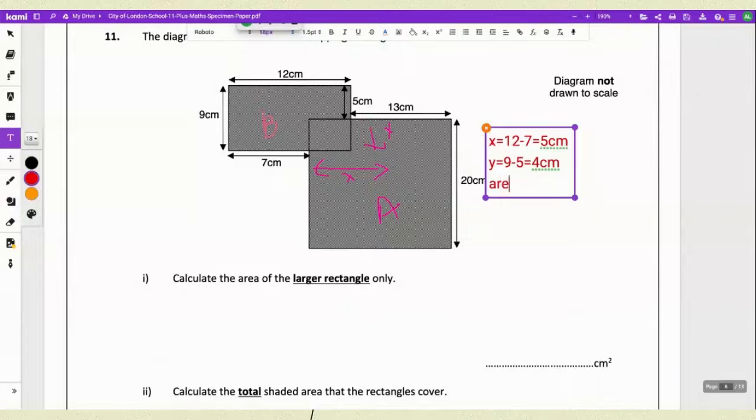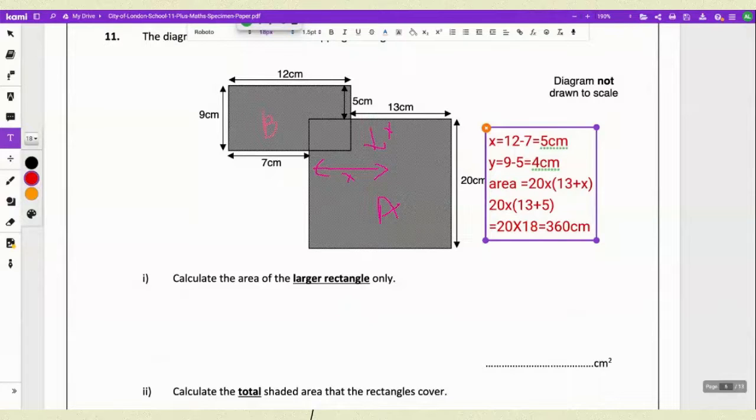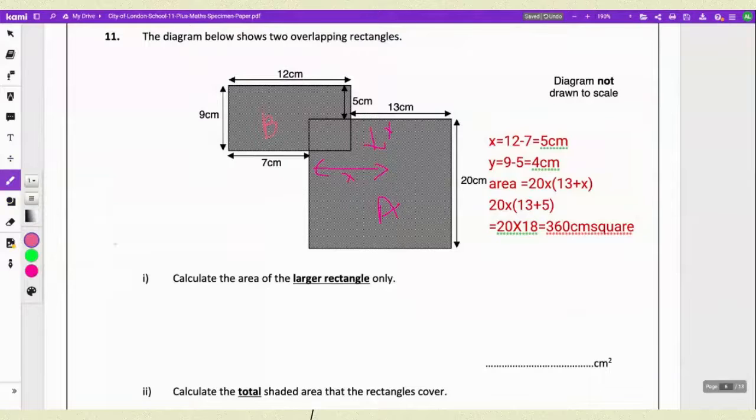Now you have to find the area. To find the area, you will do 20 multiplied by 13 plus x, because you don't know the area of that one, so I'm doing it as x. Then you will get 20 multiplied by 13 plus 5. That gives you 20 multiplied by 18. That again gives you 360 centimeters square. So if you're wondering what the answer is, it's 360 centimeters square.